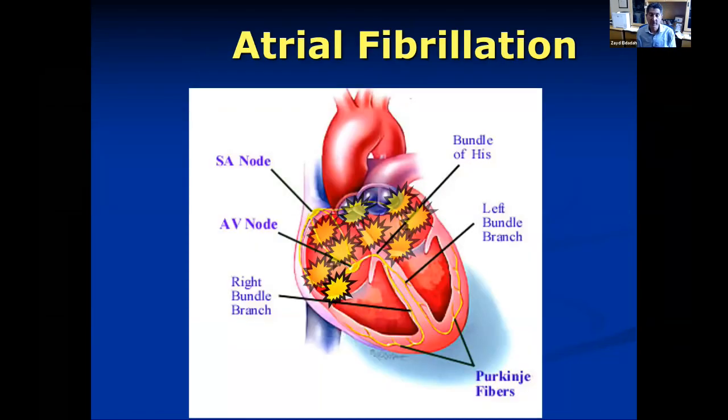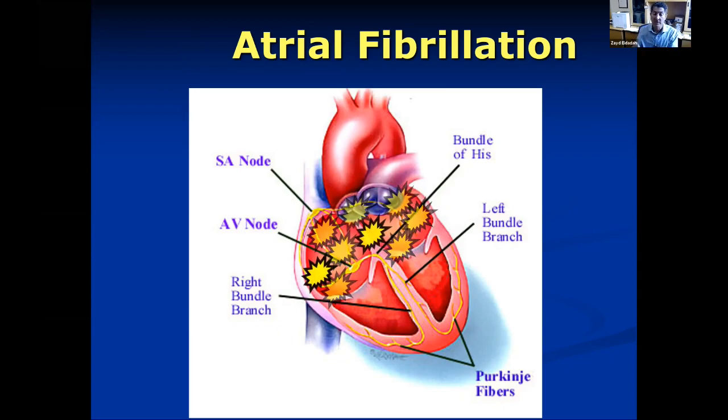This is what atrial fibrillation looks like in cartoon format. The atria are quivering like a bag of worms, no organized activity at all. The sinus node is completely suppressed. It's getting punched in the face at 700, 800 times a minute. It can't work. It can't get a word in edgewise because it's suppressed by this atrial chaos.